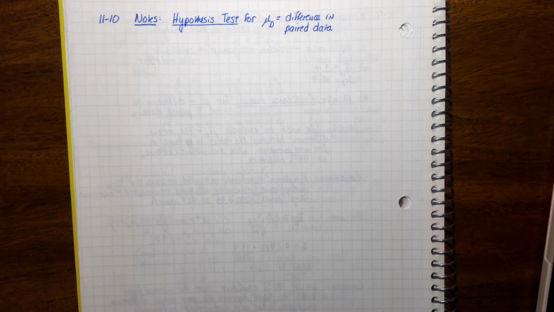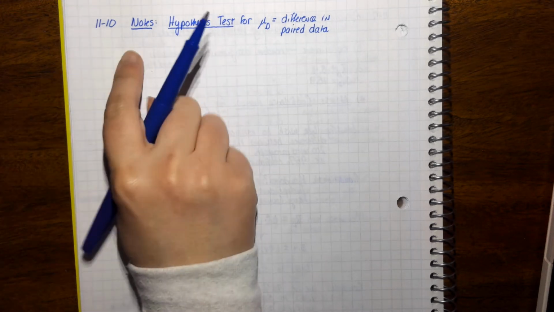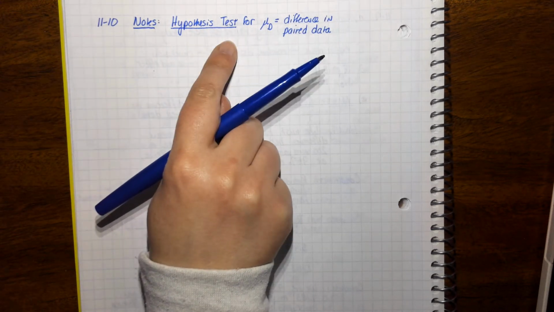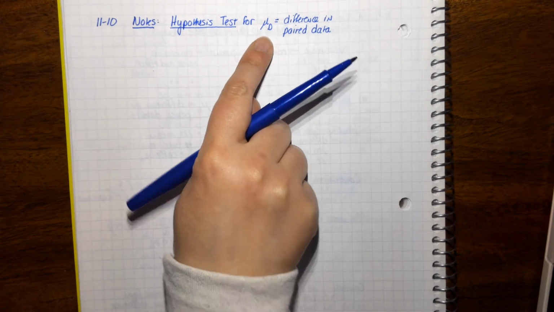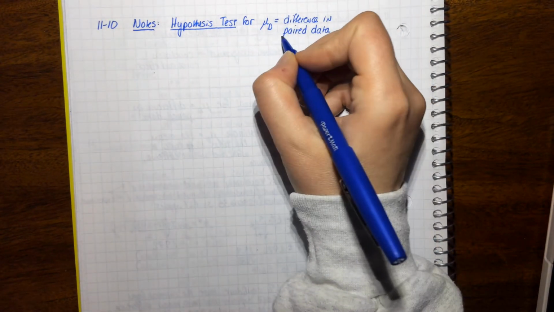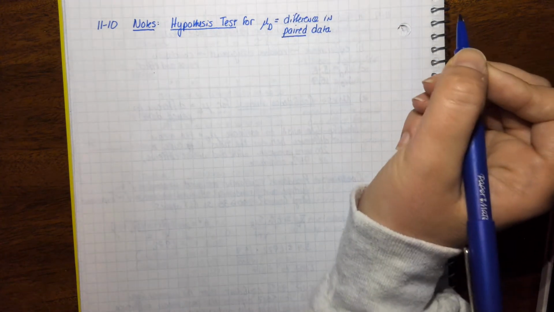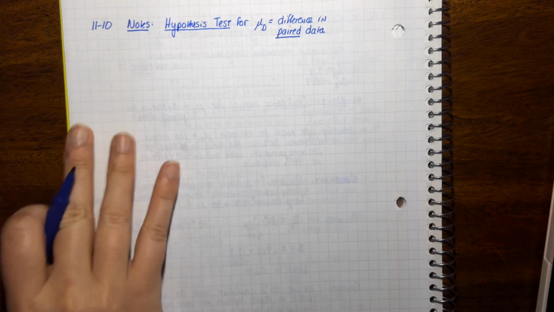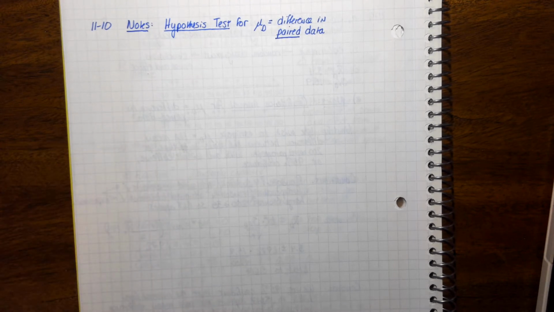Hey guys, so we're back with number 11-10, last problem for today. This will be our notes on a hypothesis test for matched pairs. This is mu d equals the difference in paired data. So we kind of touched on that in 11-9, like what that would look like. And now we're going to do a problem for notes.